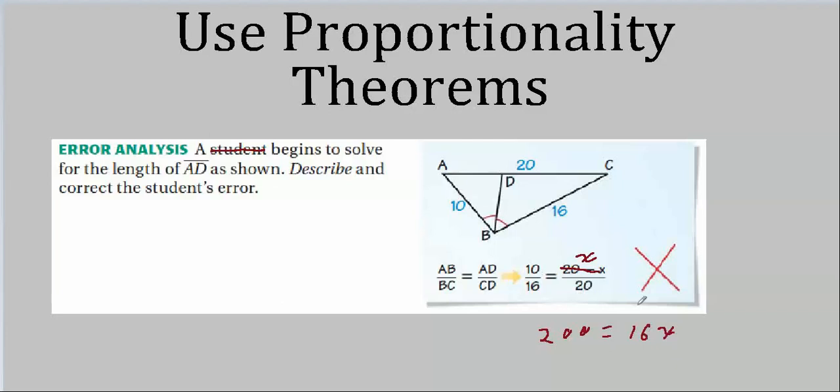Well, this reduces to, and with a little bit of computation, we end up with x equals 12.5, which actually makes sense. I checked it with the calculator, and 12.5 over 20 is exactly the same as 10 over 16.